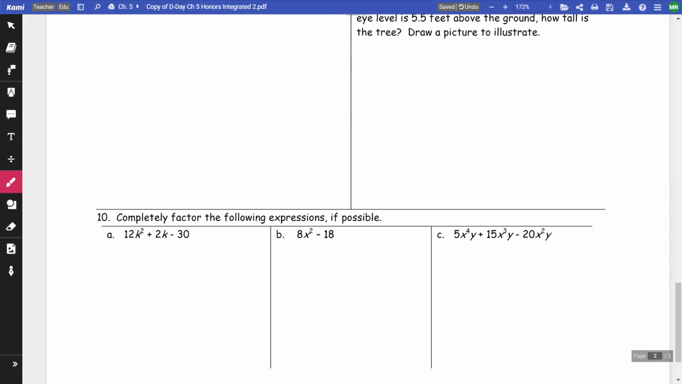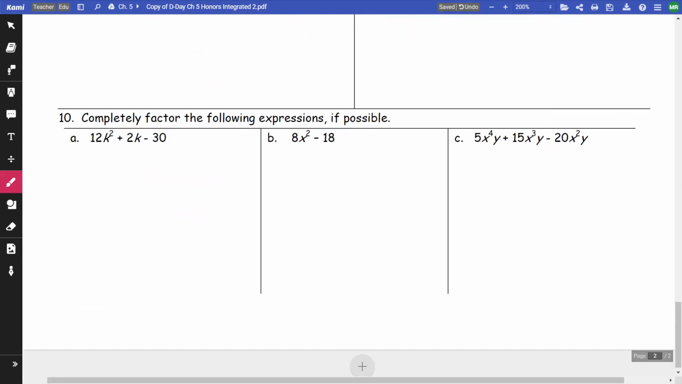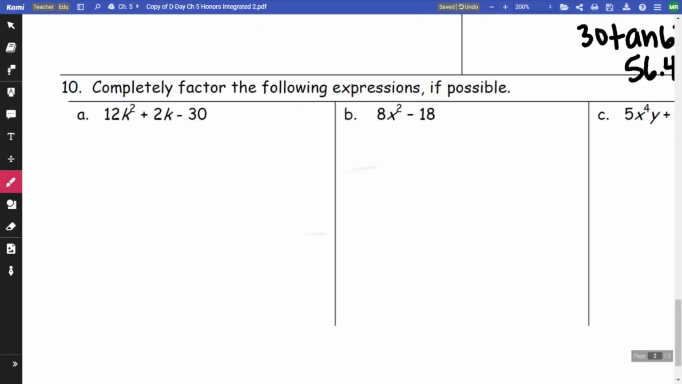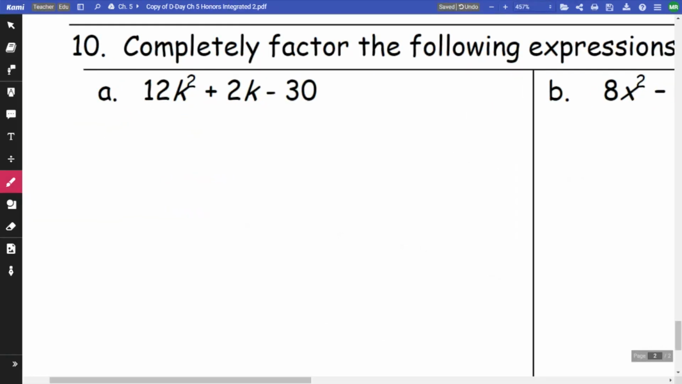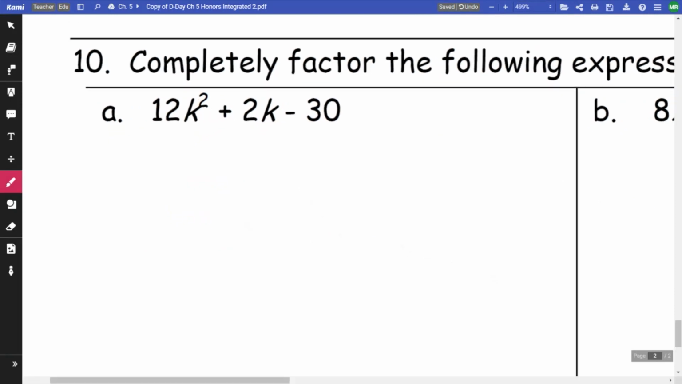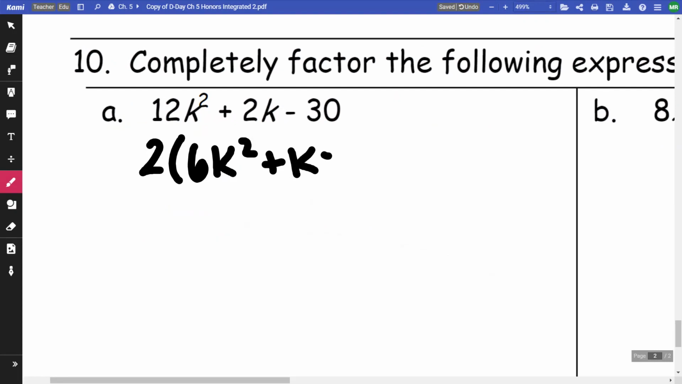And on number 10, these ones we are factoring, and we're factoring completely. So the very first thing I'm going to do is I'm going to look at each term, and I notice that I can take a 2 out of each of them. The 2 is not going to be divided out, it's factored out, it's still there. And this is going to be a 6k squared plus k minus 15.